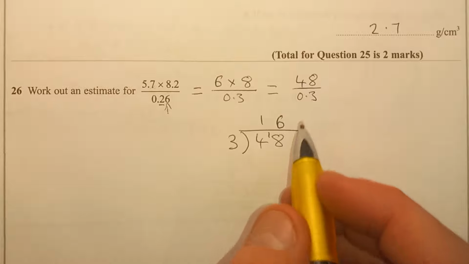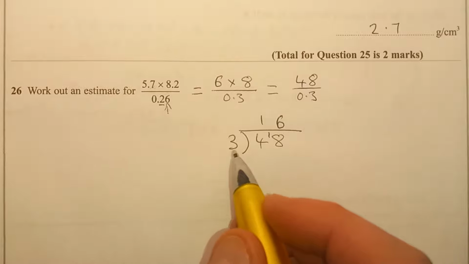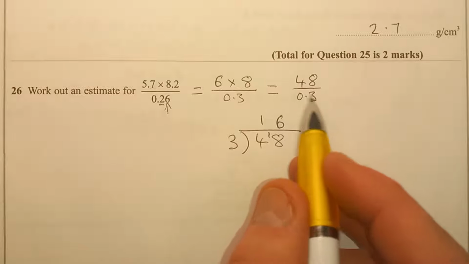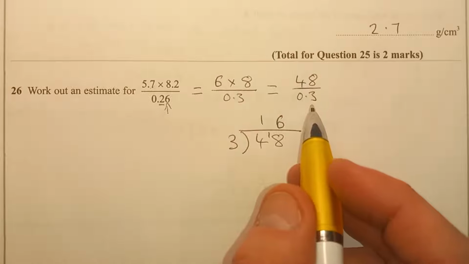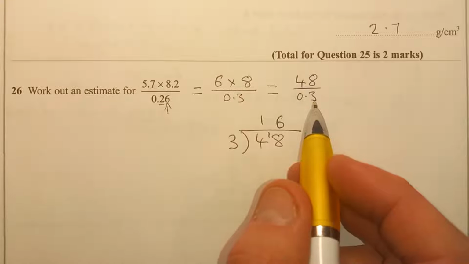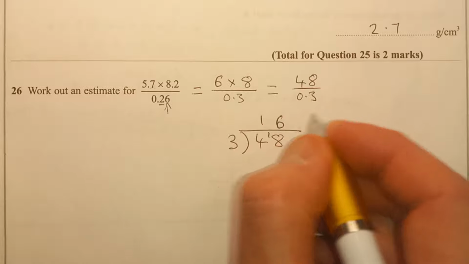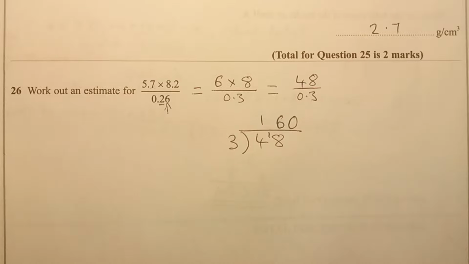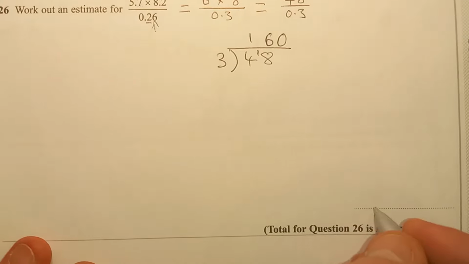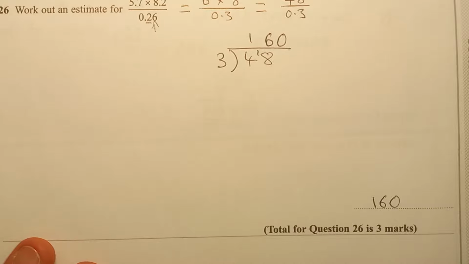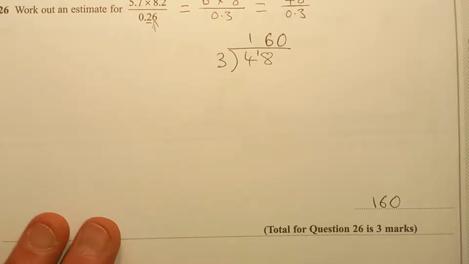And the way to do it is think, well, if it was 48 divided by 3, we know the answer is 16. But it's 48 divided by 0.3, which is smaller than 3, so it's going to go in more times. And it was 1 decimal place, so we're going to add 1 0 at the end. And that's our answer here. You might have a slightly different answer depending on how you estimated your values or did your rounding.